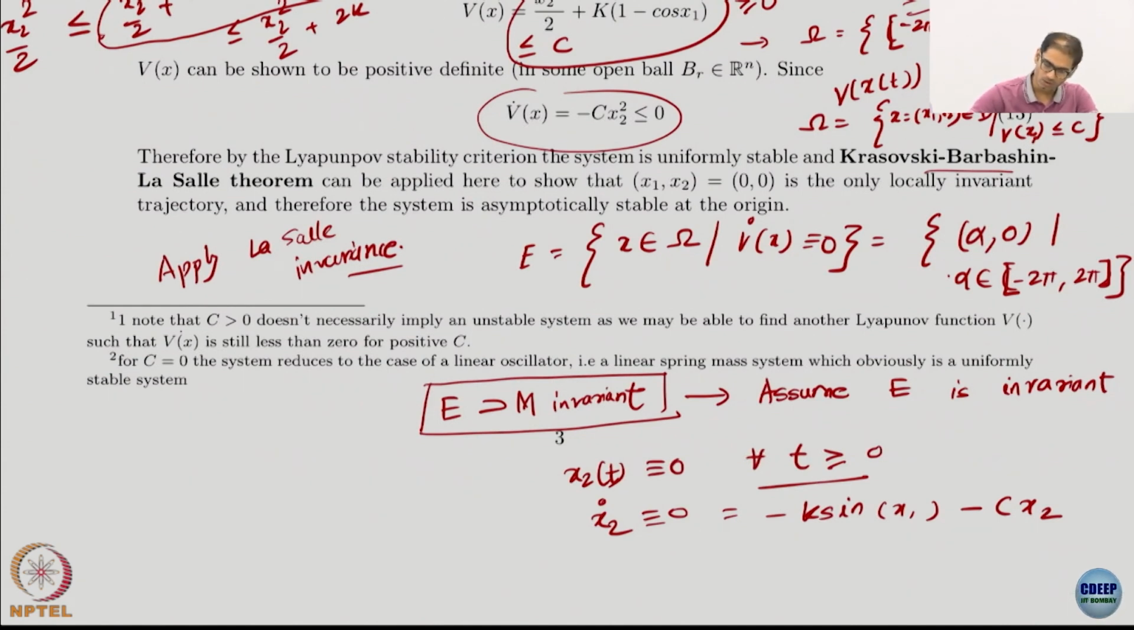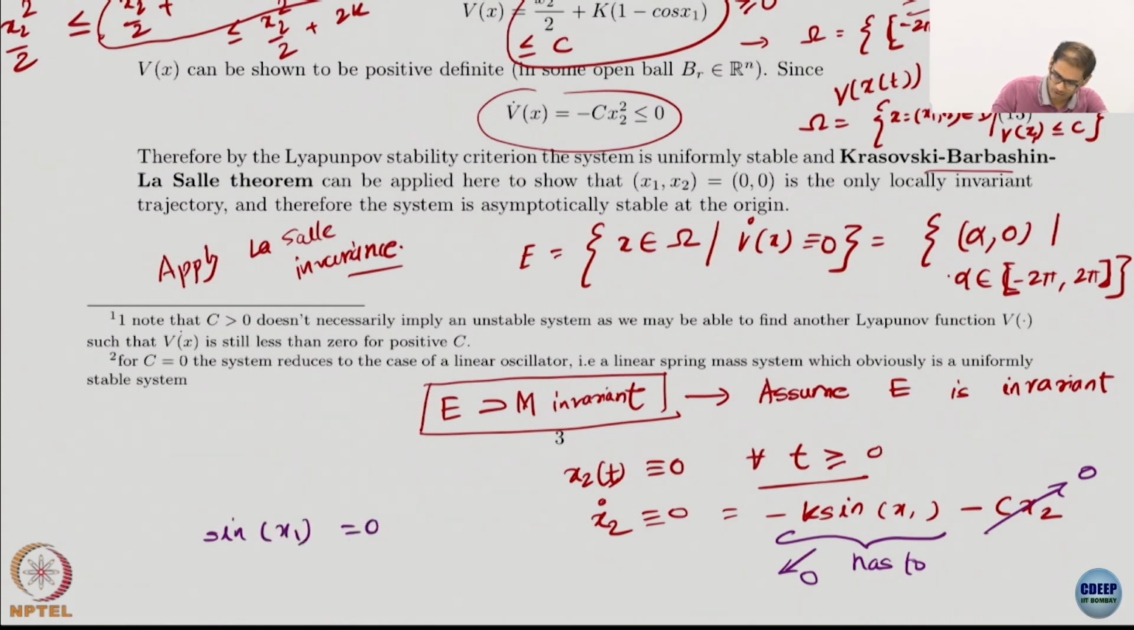Now I already know that x2 is going to 0, and the left hand side is already 0. So what do I conclude? This also has to be 0. And what do I know? sin x1 is equal to 0 at what? x1 equal to what? n pi, right. So 0 and pi. I will not write 2 pi because after that it is repetitions. You see 0 and pi are both in our set omega.